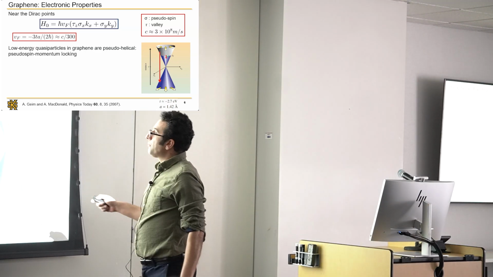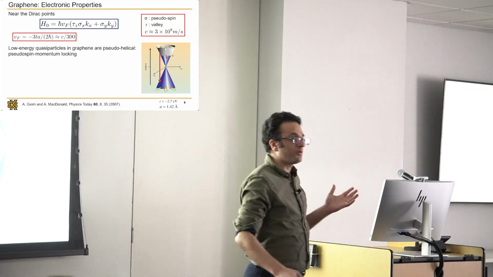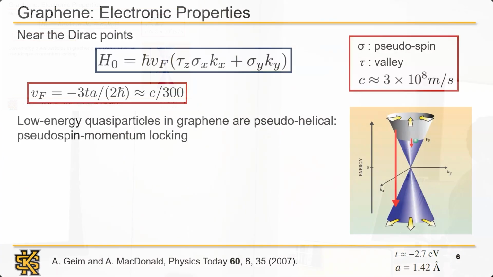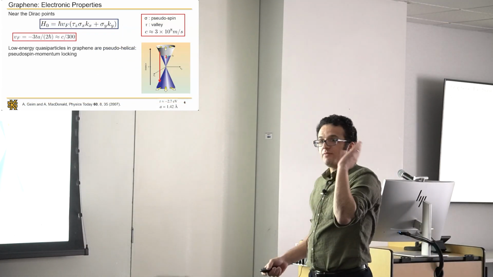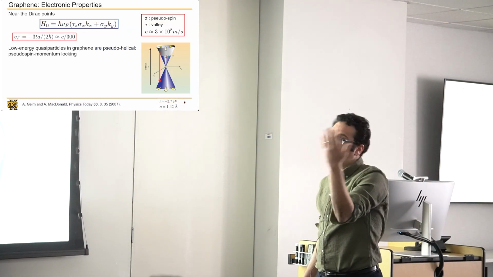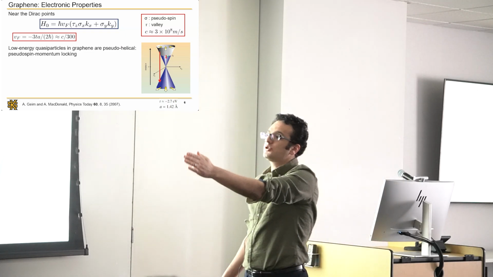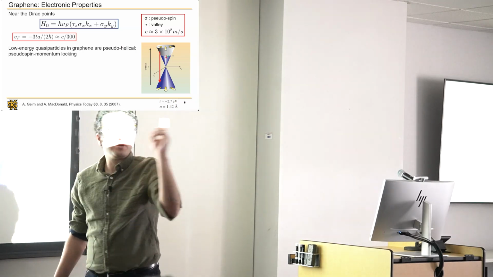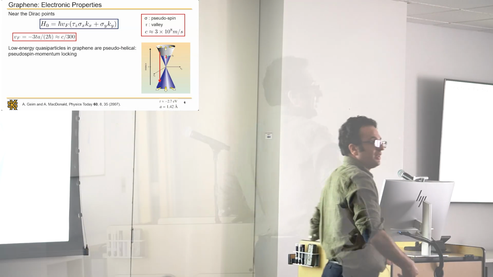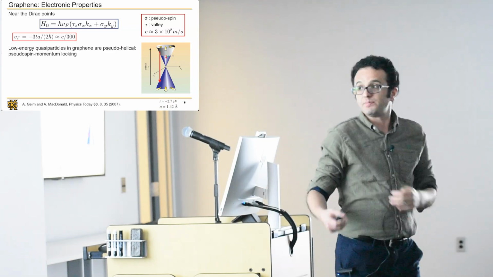One more important property that we know also from high energy is that massless quasi-particles are helical, right? So in this case they are pseudo-helical. Basically I have a conservation of the coupling between the spin, or the pseudo-spin in this case, and the momentum. So if I'm moving forward, I should have a spin that's pointing up. And if I move backwards, I need to have a spin that points down. In this case, it's a pseudo-spin, not a spin.